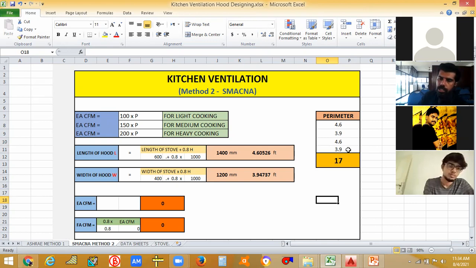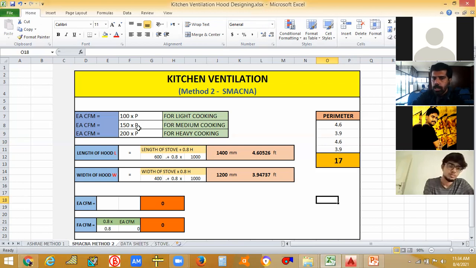Next I need to decide whether I am choosing it for light cooking, medium cooking, or heavy cooking. I need to choose according to the application. Here I am assuming a medium cooking range. So if you are choosing medium cooking, what do you choose here: 100 into P, 150 into P, or 200 into P? We have to choose 150 into P because we are choosing medium cooking.